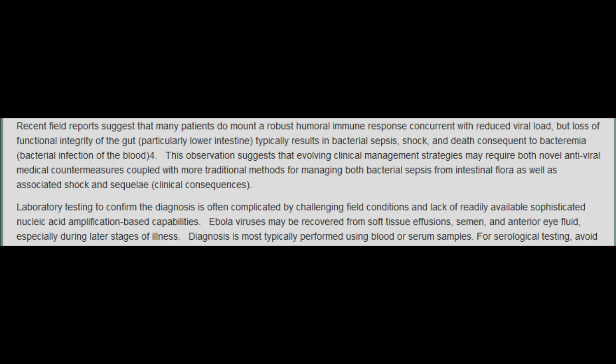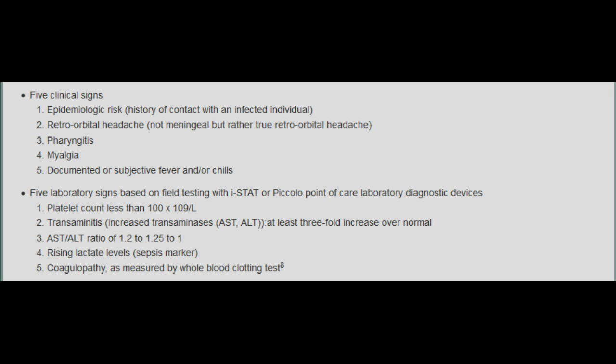So again, the important takeaway: the immune system usually kicks in and is fighting the virus off, but the virus has so compromised your intestines that you end up dying from sepsis. And then here they talk about a 5x5 test. So you need to be positive for all 10 of these to be diagnosed with Ebola. Right? If any fall short, then the test ends up coming back negative.